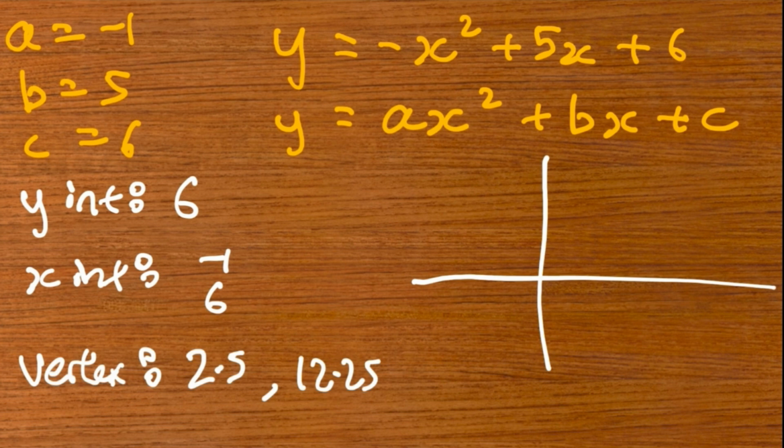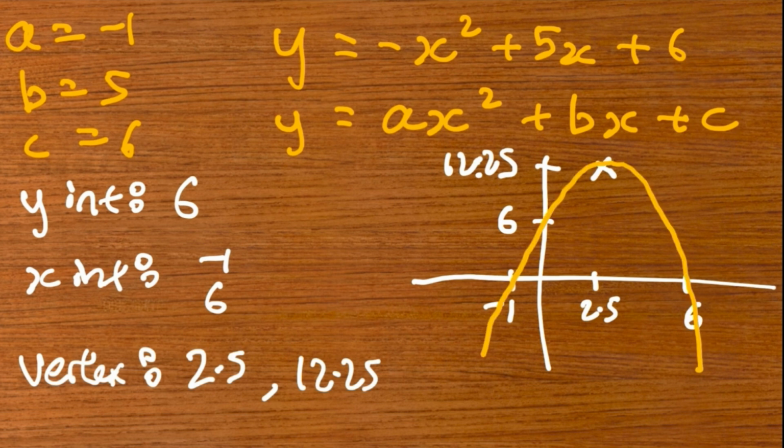Let's sketch the vertex first. So this is the vertex. The y-intercept is 6, and the x-intercepts are -1 and 6. Now we can trace out the shape of the graph. So as you can see, there are two roots. The y-intercept is at 6, and the vertex is over here.